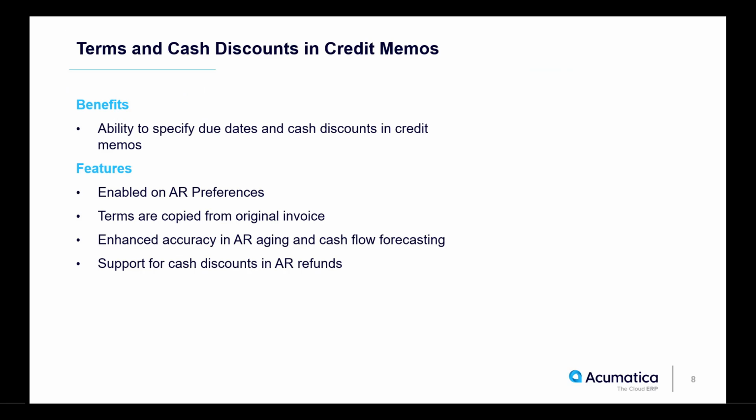The feature can be activated or deactivated at any time. If a credit memo has a due date, this date will be used in agent reports and customer statements. Otherwise, the system will use the document date. If a cash discount was calculated for a credit memo based on the terms, it will be possible to take it in refunds and payments.